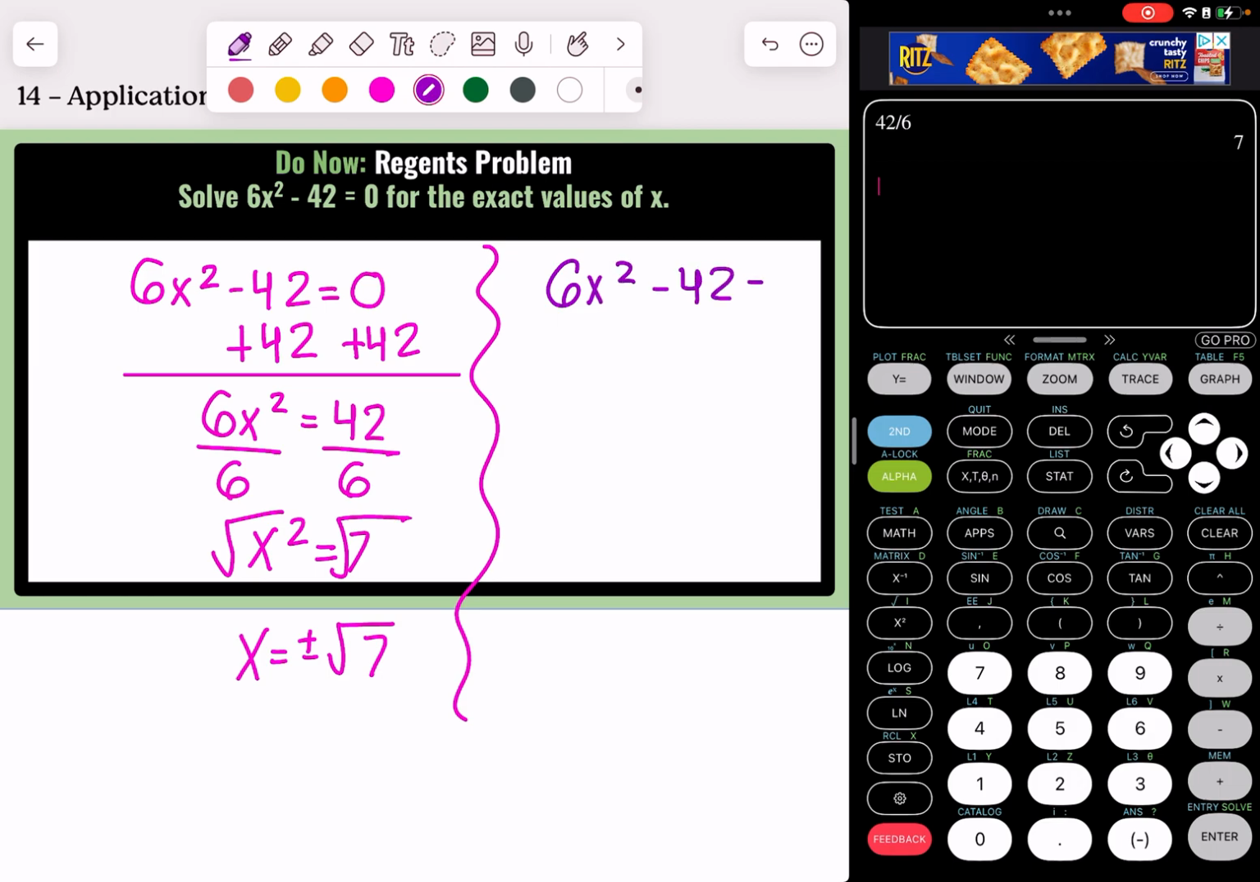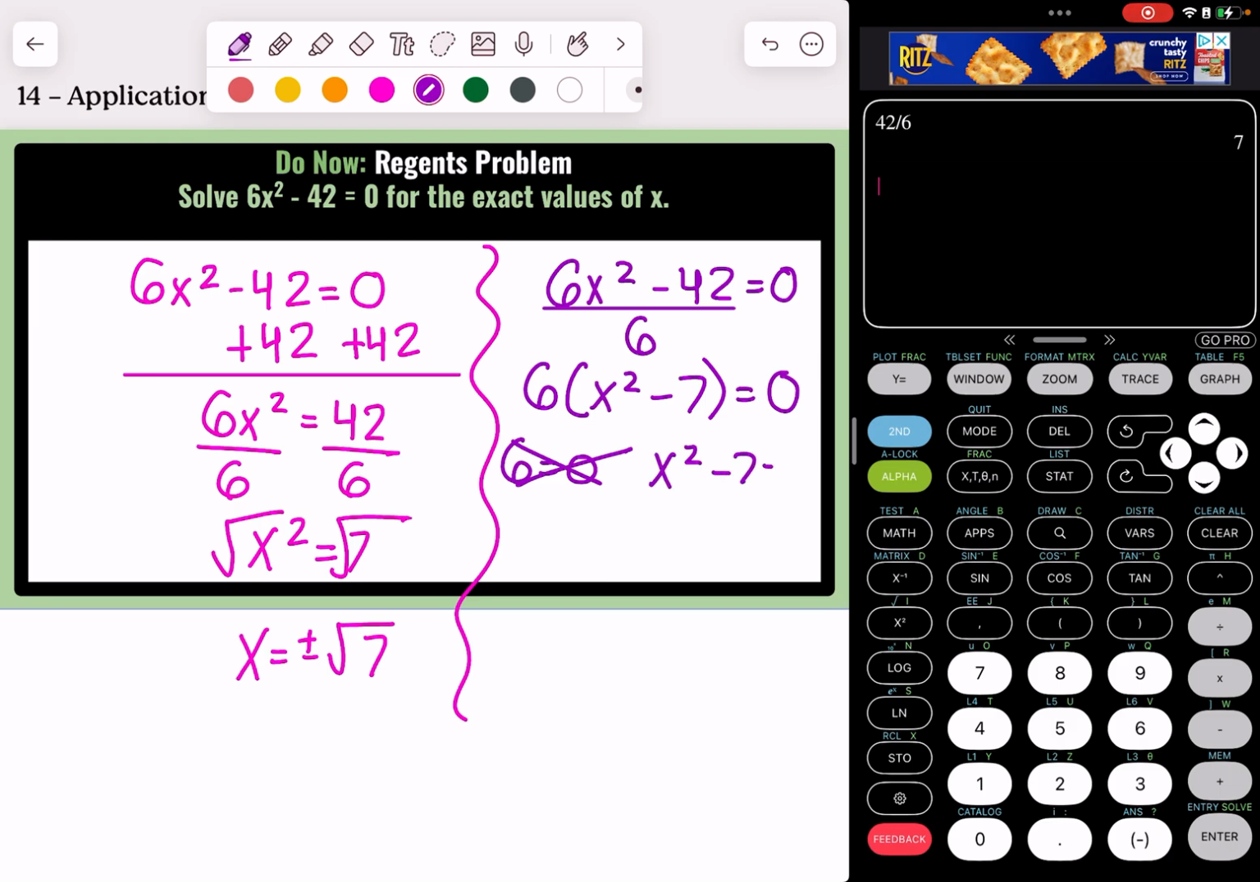Alright, so let's think about factoring. I want to think about my GCF. The number they both have in common is 6. So that would give me 6 times x squared minus 7 equals 0. I would then set 6 equal to 0. That would never work. And then I would set x squared minus 7 equals 0. Add 7 to both sides. I get x squared equals 7. You have to take the square root of both sides. So that would give me plus or minus the square root of 7.